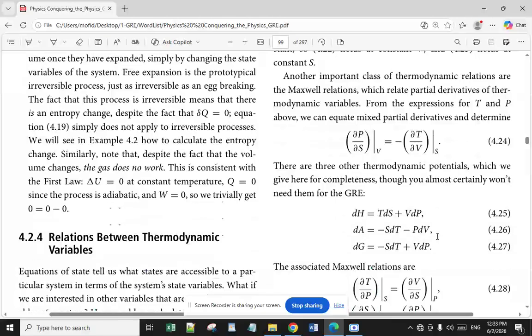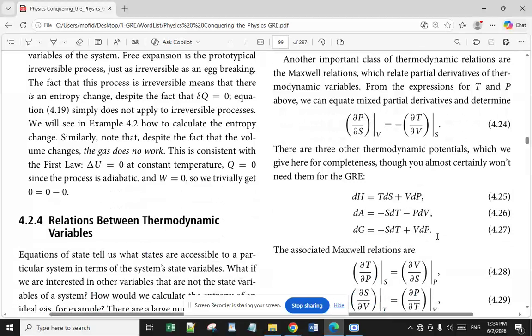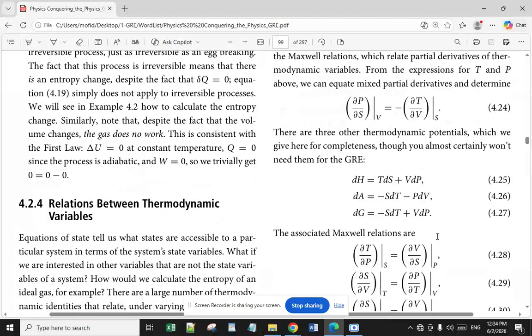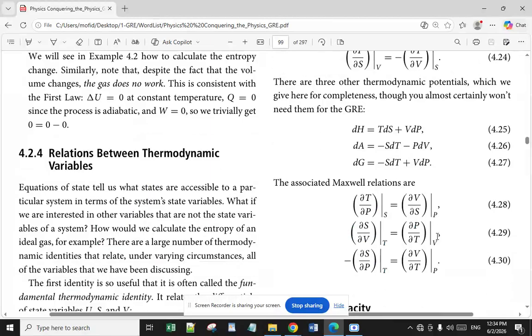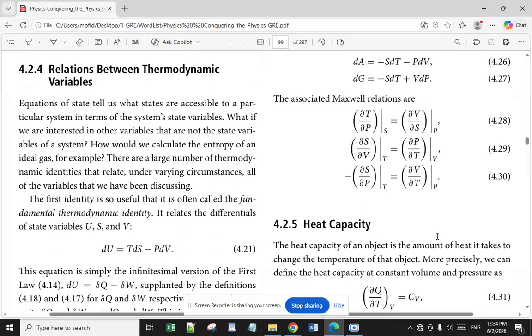There are three other thermodynamic potentials, which we give here for completeness, though you almost certainly will not need them for the GRE. dH is equal to T dS plus V dP, dF is equal to minus S dT minus P dV, dG is equal to minus S dT plus V dP. The associated Maxwell relations are given by such formulas.